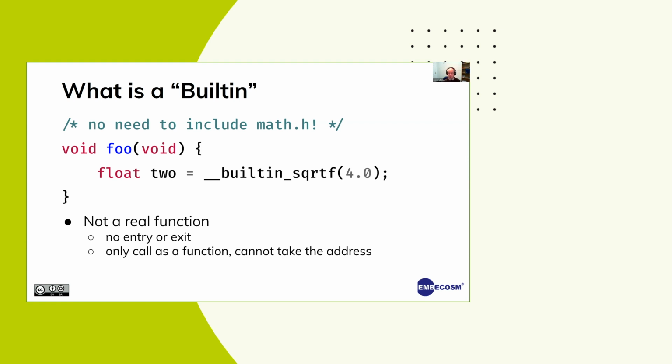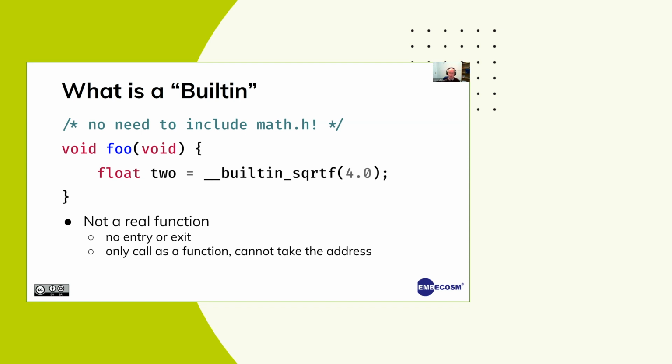It's not a real function though. It doesn't have an entry or an exit in the same way that a real function does, and you can only call it as a function. You can't take the address of it and pass around a pointer to this function. Okay, so it is a construct within the language. It's not a true function.